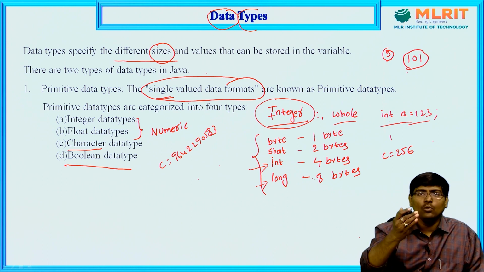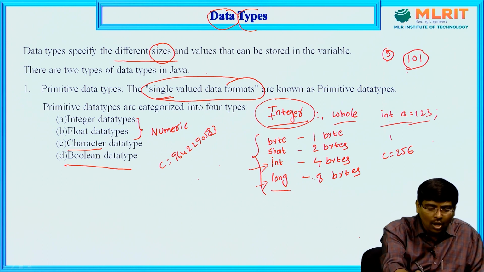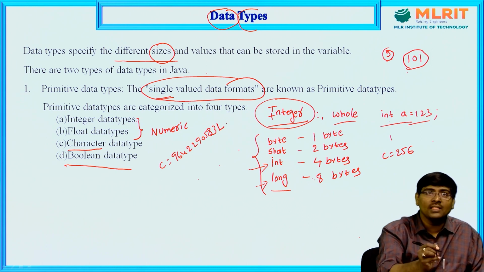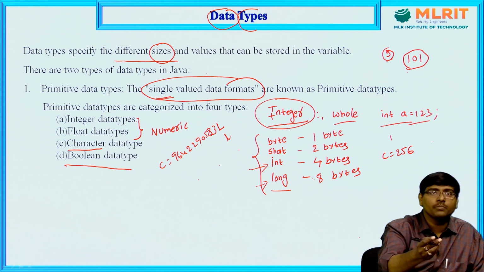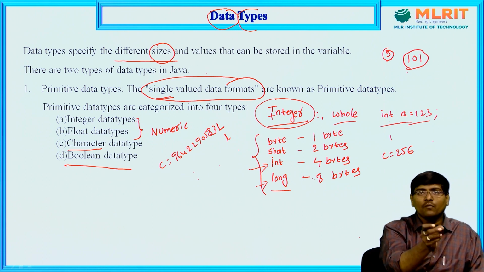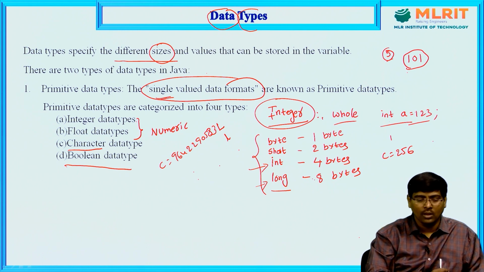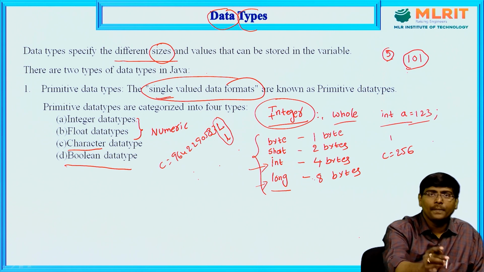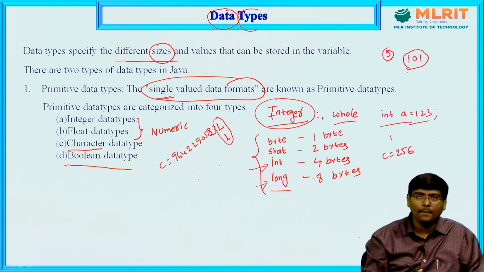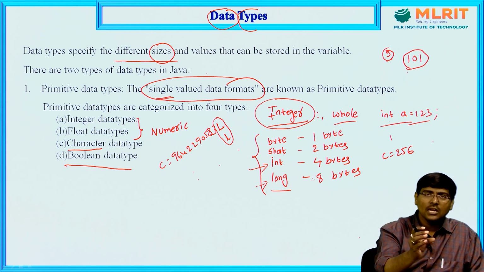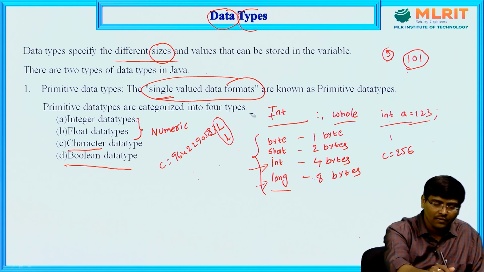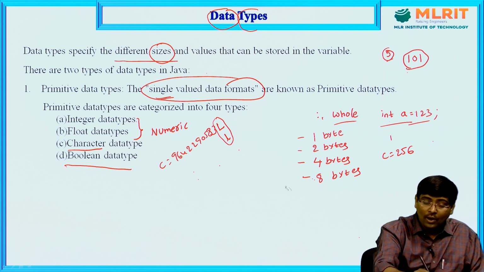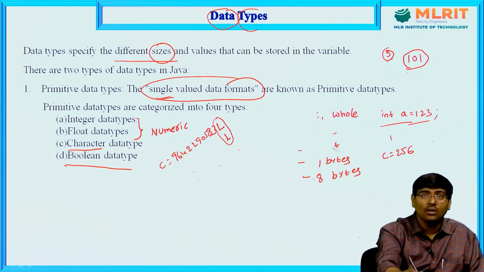If you want to make a variable a long variable, after the value you suffix either capital L or small l. Then only that variable becomes a long variable. Otherwise, it is not considered a long variable. Everyone remember, you compulsorily need to suffix with either capital L or small l. So, these are the 4 categories of integer variable. All are used to store whole numbers. What is the difference? The difference is among their sizes.